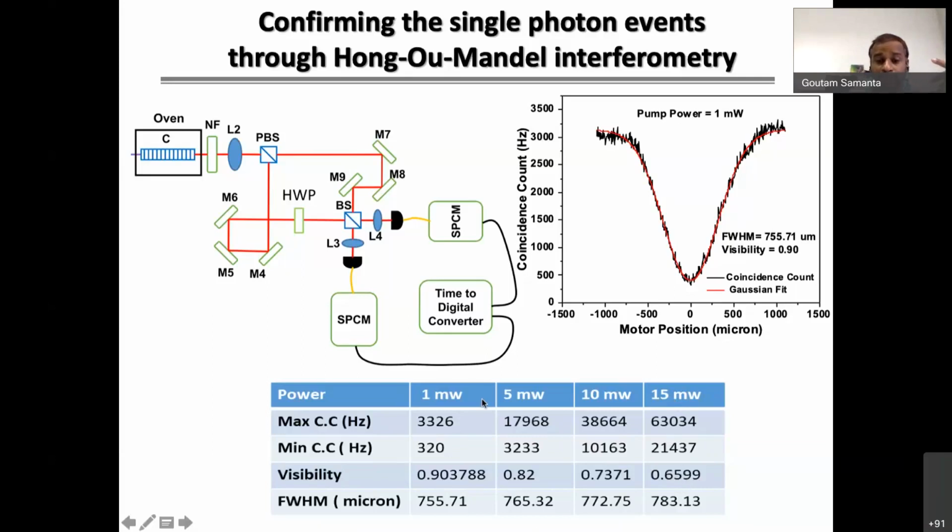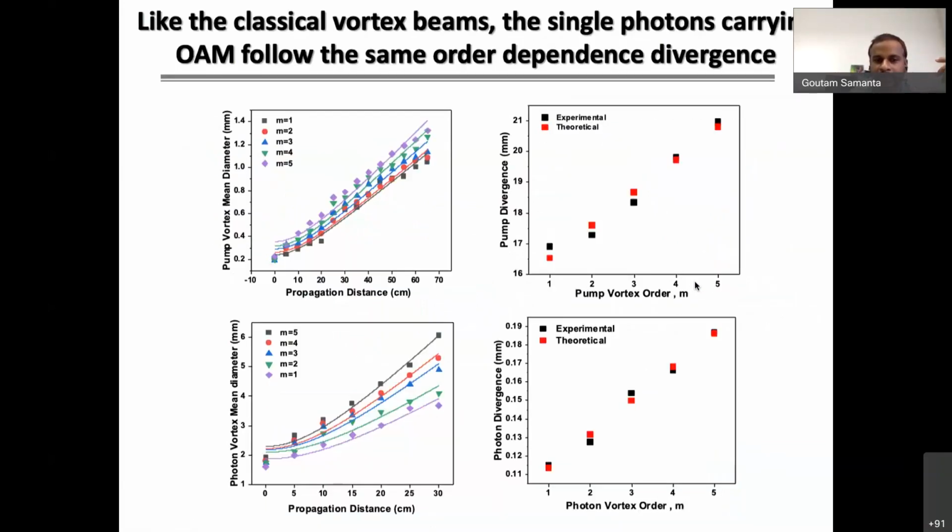So coming back to the present context, in the previous experiments, the single photon characteristics that we are seeing are also evident from this HOM interferometry, that we are truly dealing with single photon events and studying their OAM characteristics. Here are some of these characteristics. If you have a classical vortex beam of different orders, they have different divergence, and the divergence goes up with the order. As you can see here for the pump, the divergence is increasing for different orders.